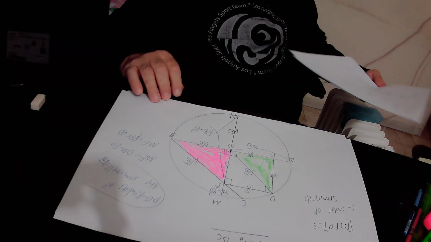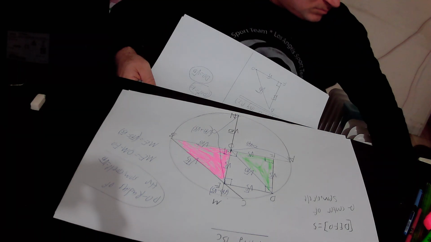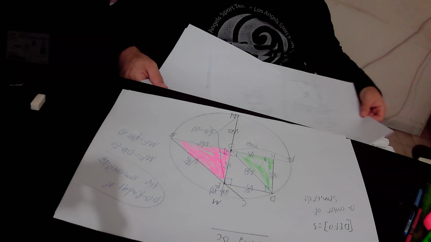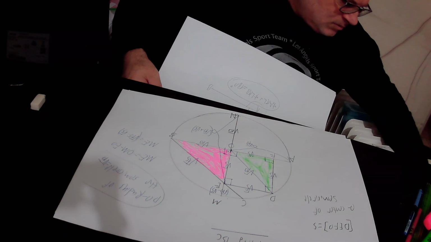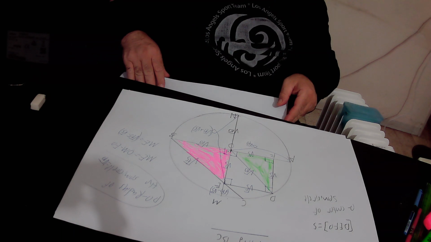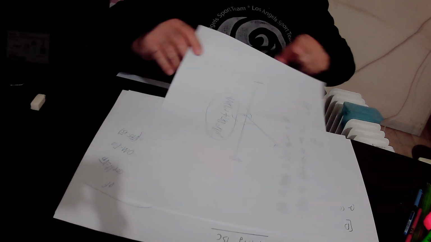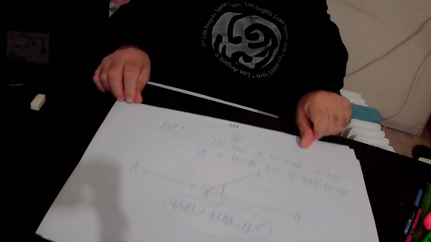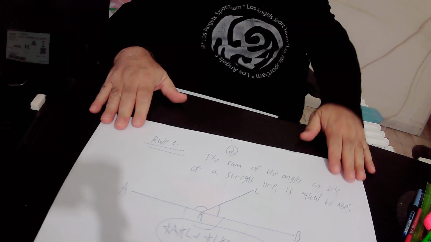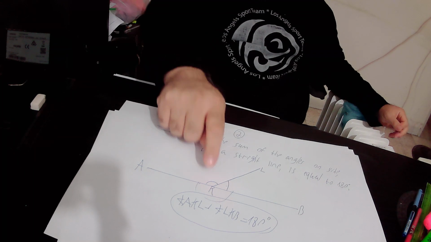And then I presented to you a new rule, number 1. According to rule number 1, the sum of the angles on one side of a straight line is equal to 180 degrees. So if we have here the straight line AB, this is point K.